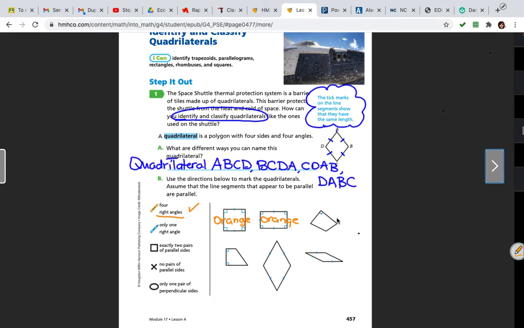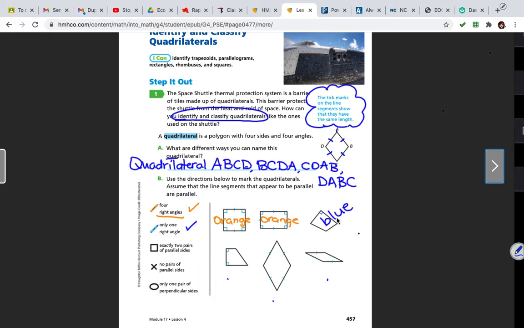All right, in blue, you have a blue crayon or blue highlighter, or just write the word blue. Only 1 right angle. Only 1. That one's got 2. This one's 2. This one has no right angles. So this one is the only one with 1 right angle, so I'll write blue. Check that out. Alright, so put a square around the shape if it has 2 pairs of parallel sides.